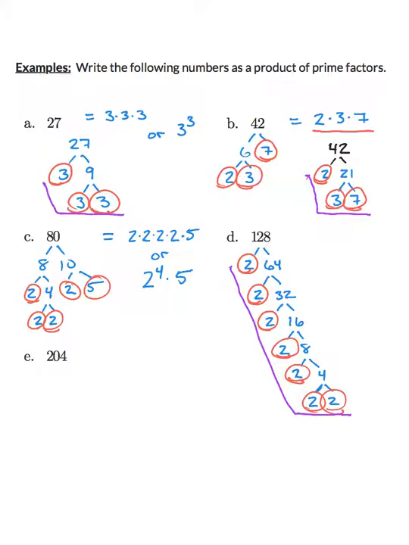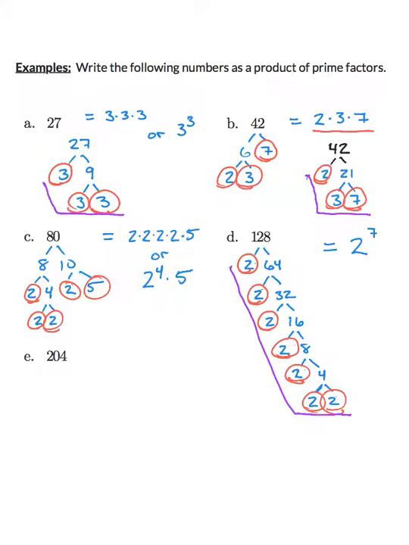So, for our final answer, I'm just going to write this in exponential form. We have 1, 2, 3, 4, 5, 6, 7 2's. So this is equal to 2 to the 7th. Irregardless of whether you pick two random numbers or the smallest number each time, again, you should always get the same answer.